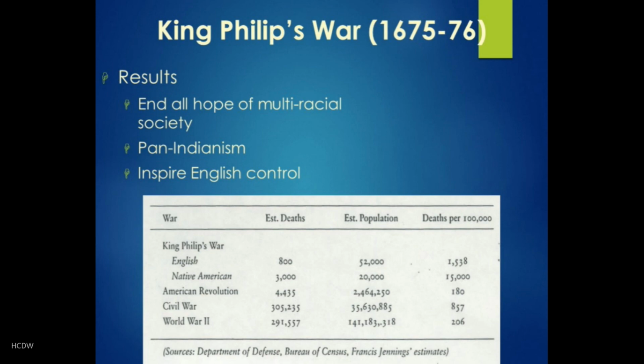The English make this a total war, meaning that men, women, children, the elderly, everyone was fair game. And as I mentioned in an earlier lecture, the Indians typically did not fight this way. They did not believe in or understand total war. But both sides engage in brutal techniques during this war.